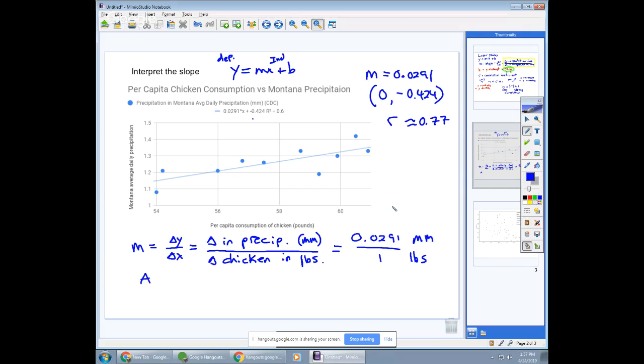words that describe a positive rise. So that could be an increase, it could be rise, it could be more. There's lots of words that are synonymous. So an increase of 1 pound chicken consumption. I probably should squeeze in per capita chicken consumption.